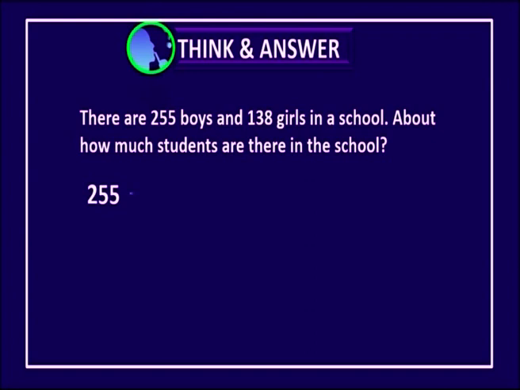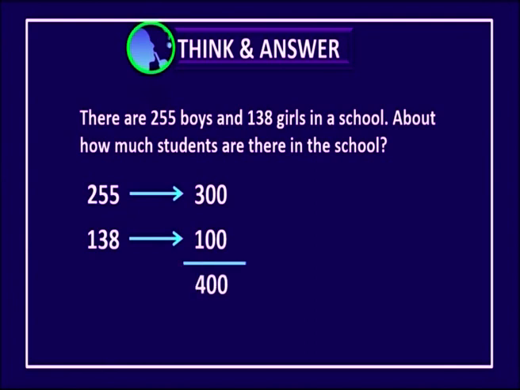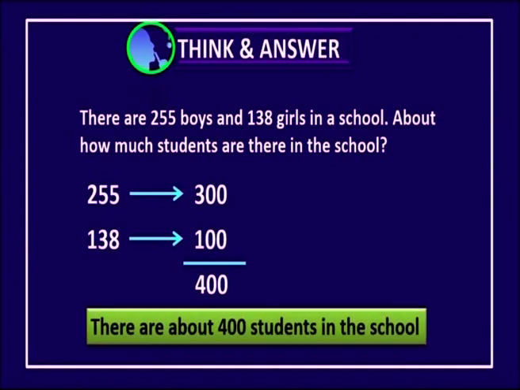So we have 255 boys. That means it is very close to, yes, 300. That means 255 can be written as 300. Now what about 138 children? Can you guess? Yes, we can write it as 100. Why? Because it is closer to 100 than to 200. So we write it as 100. So since we need to find the total number of students, what are we going to do now? Yes, children, we are going to add. That is 300 plus 100 gives us 400. That means we can say there are about 400 students in the school.